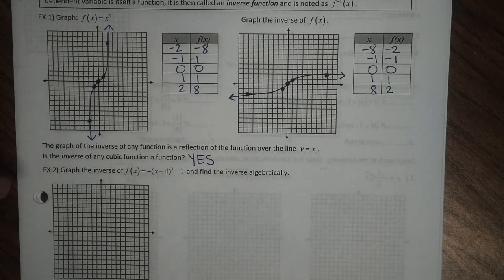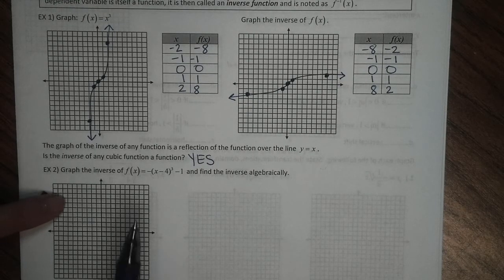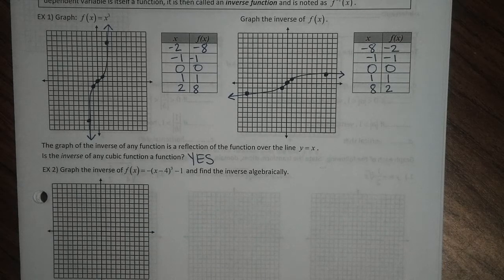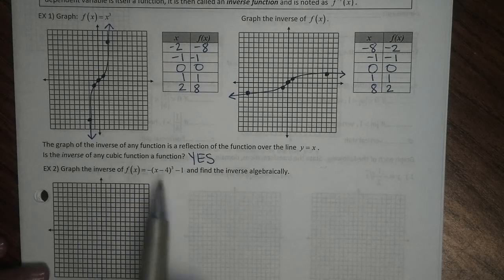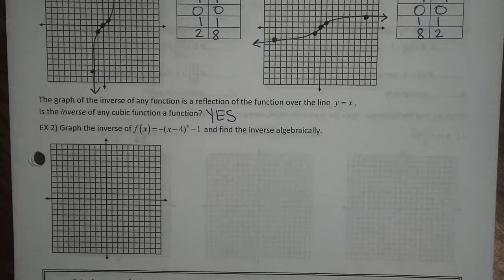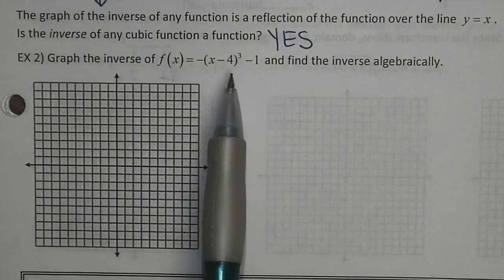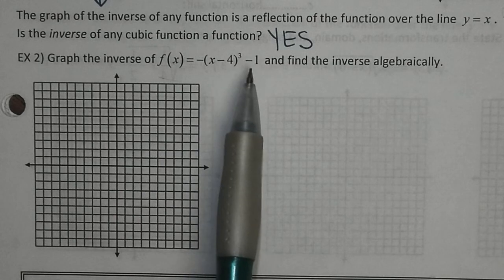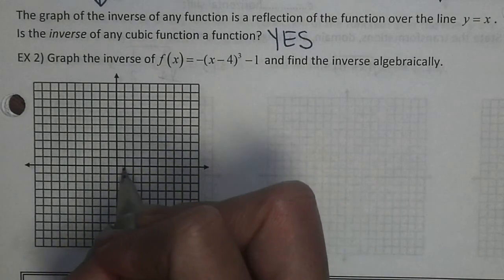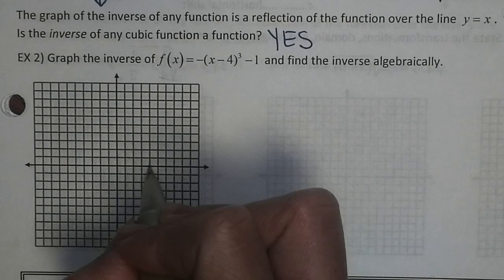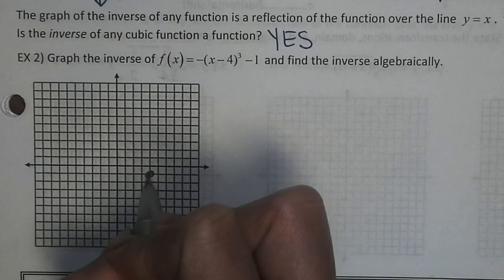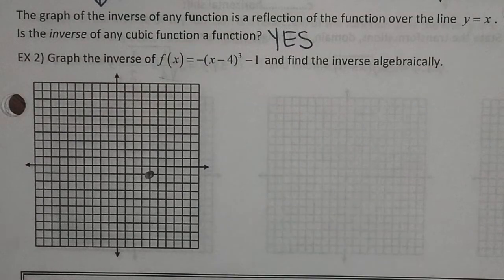Okay, we should all be trying example 2 now. Graph the inverse of this function here and find the inverse algebraically. So in order to graph the inverse of the function, let me first graph this function. And remember, I taught you how to do this last week. The way I would graph example 2 is first I would graph an inflection point at positive 4, comma, negative 1. So let me do that. 1, 2, 3, 4, negative 1. That's the inflection point of my cubic graph.